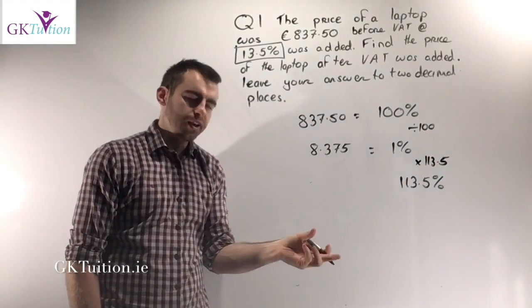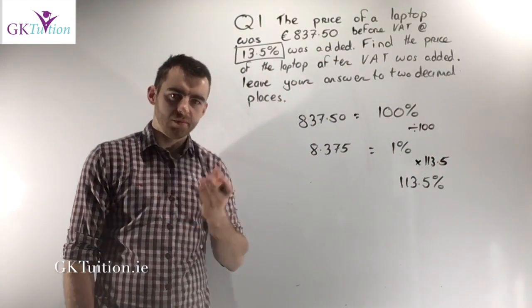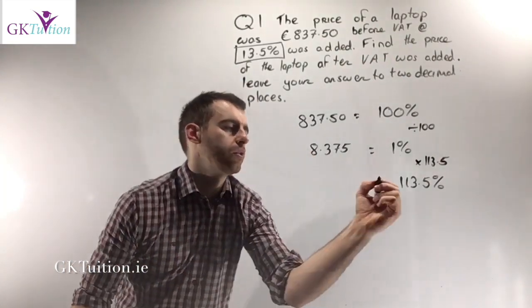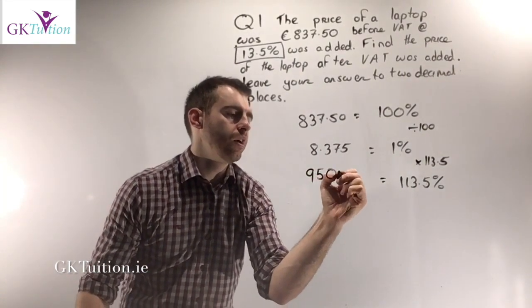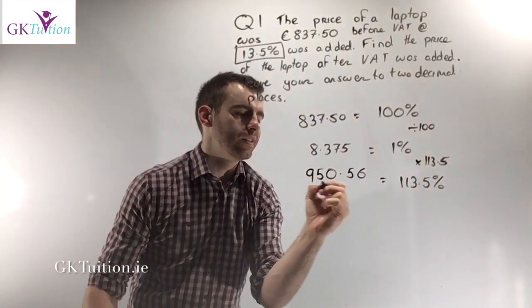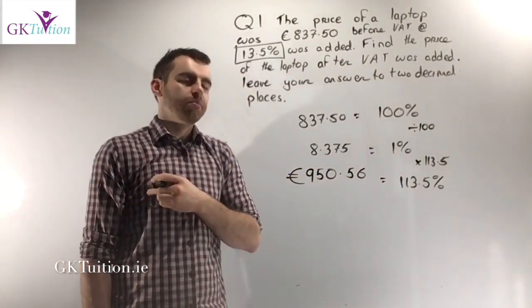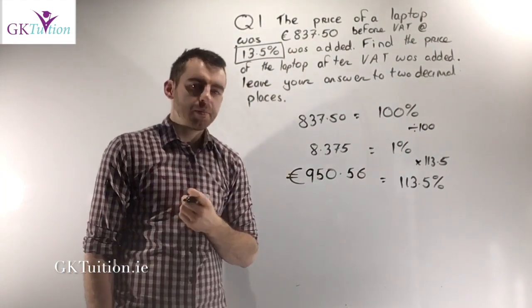If you multiply the right hand side by 113.5, you must also multiply the left hand side by 113.5. If we take this figure and multiply by 113.5, your final answer in this case works out as €950.56. So the actual laptop, the amount of money that the company would get, is €837.50.